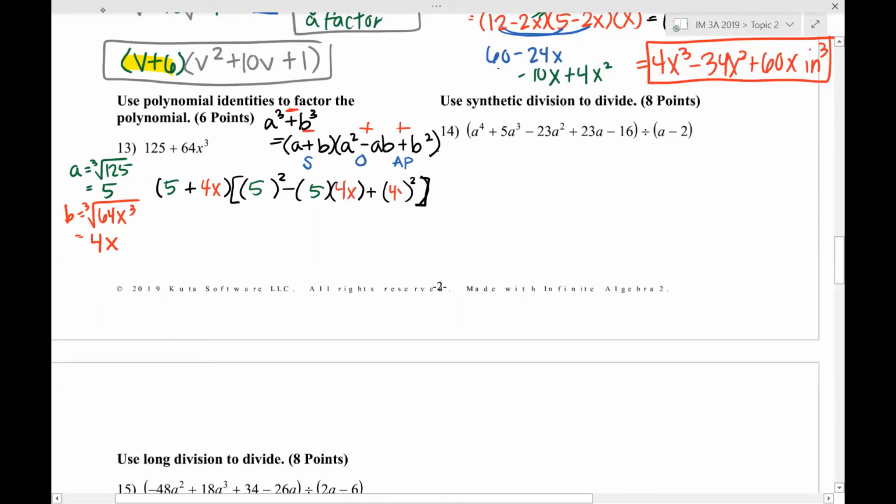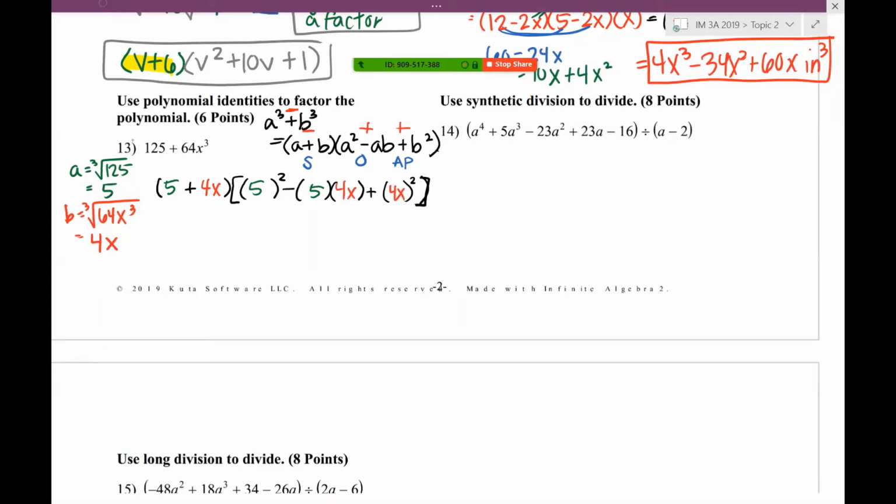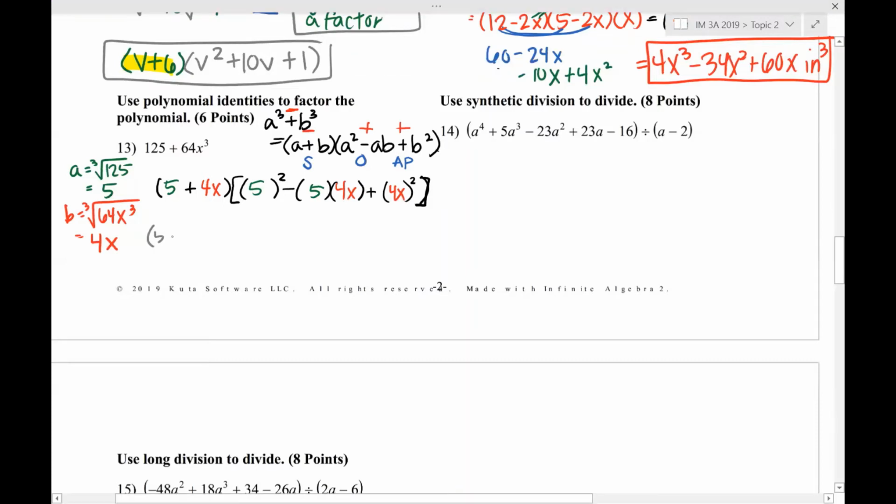And so to write our answer, that binomial never simplifies, so it's just 5 plus 4x. The trinomial, though, always should. So 5 squared is 25. 5 times 4 is 20, so this is going to become 20x. And then 4x squared is 16x squared. So be careful with that number. That's one of the most common mistakes when students are evaluating a problem like this, is not actually squaring the coefficient on the x.